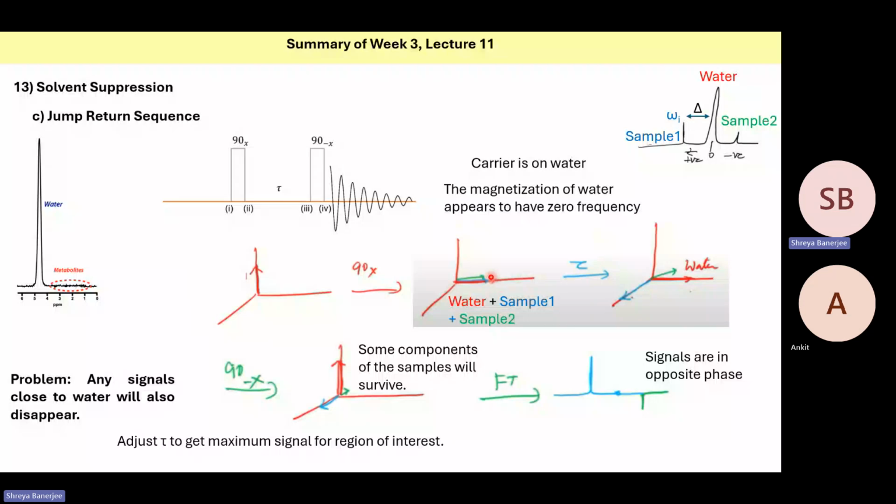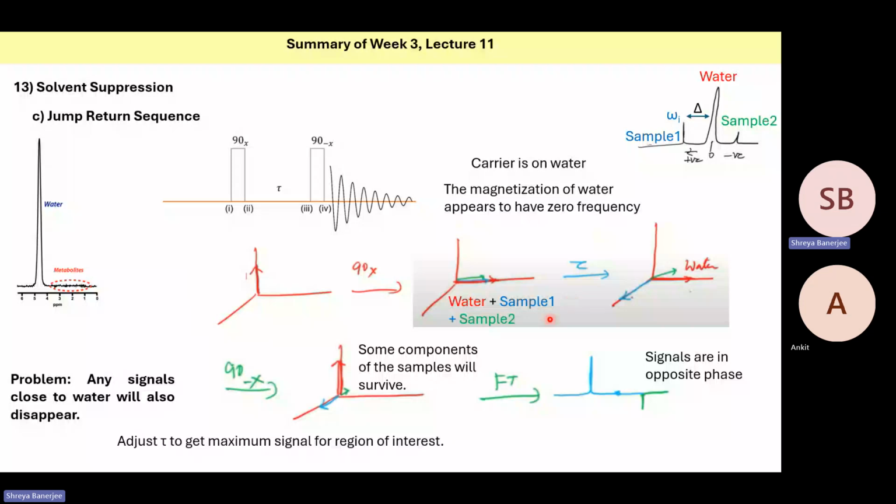But the special thing about this method is that the carrier is on water. What does this mean? This means that the observer is staying on the water magnetization. So imagine you are the observer and you're standing on the magnetization of water. So to you, it will appear that the magnetization of water does not move at all. So the magnetization of water will simply remain along the y-axis, but sample 1 and sample 2 will precess according to their frequencies.